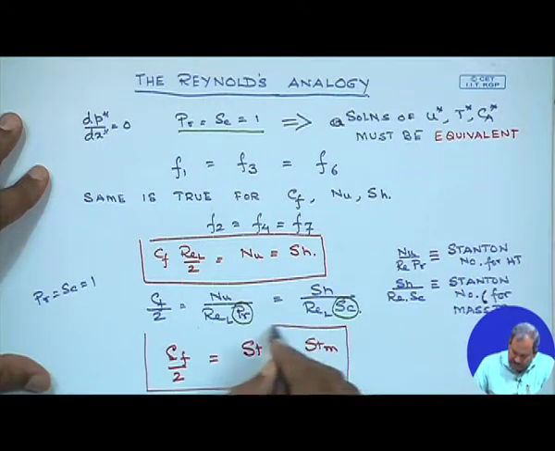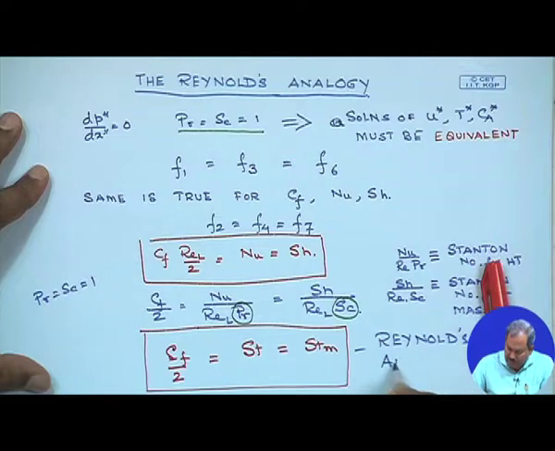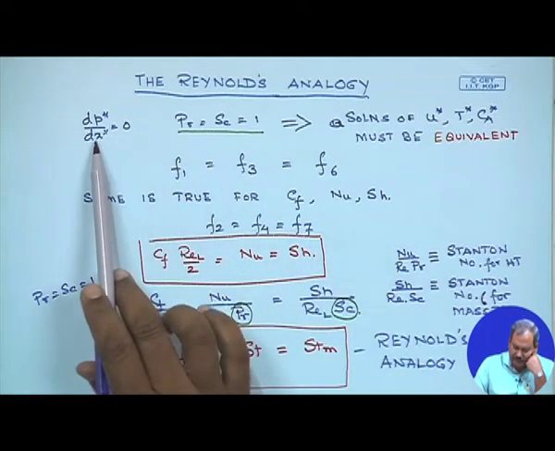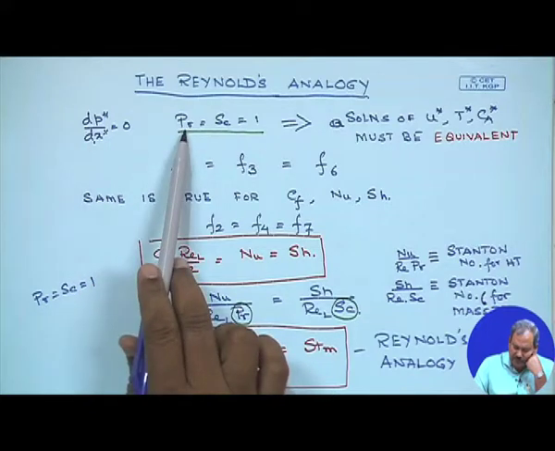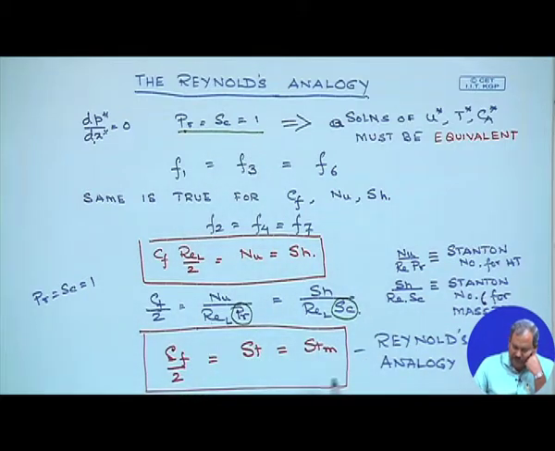So, this is the form of Reynolds analogy that can be used when you have this condition dp dx equal to 0, Prandtl number equal to 1 and Schmidt number equal to 1. So, this analogy relates the key engineering parameters of velocity, thermal and concentration boundary layer. So, the significance of this simple relation is enormous.